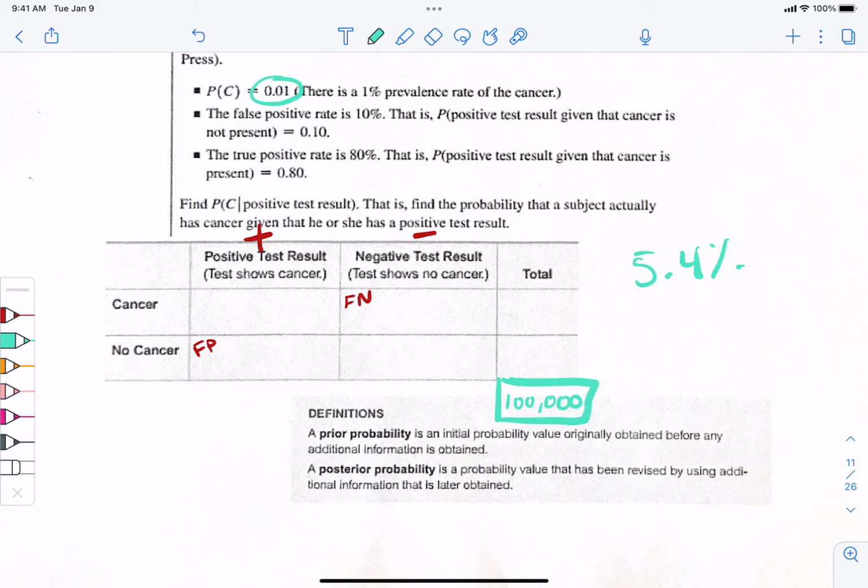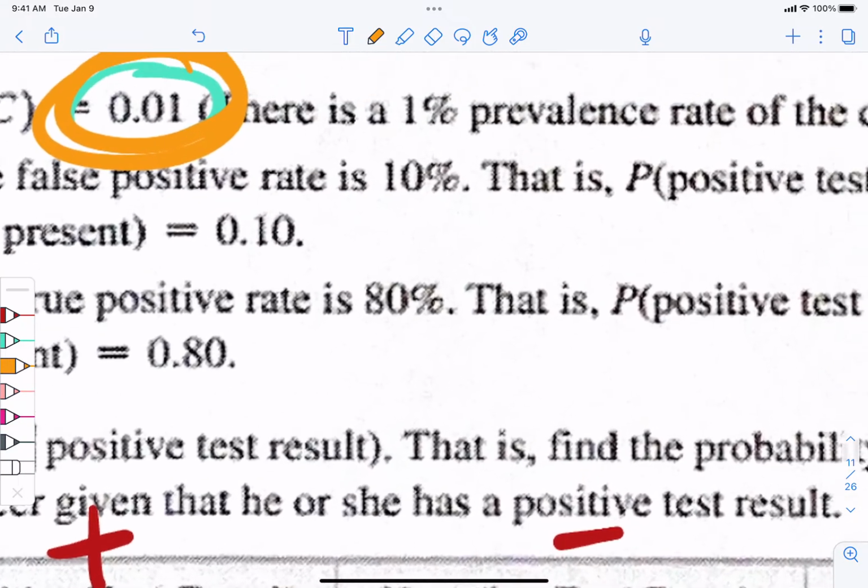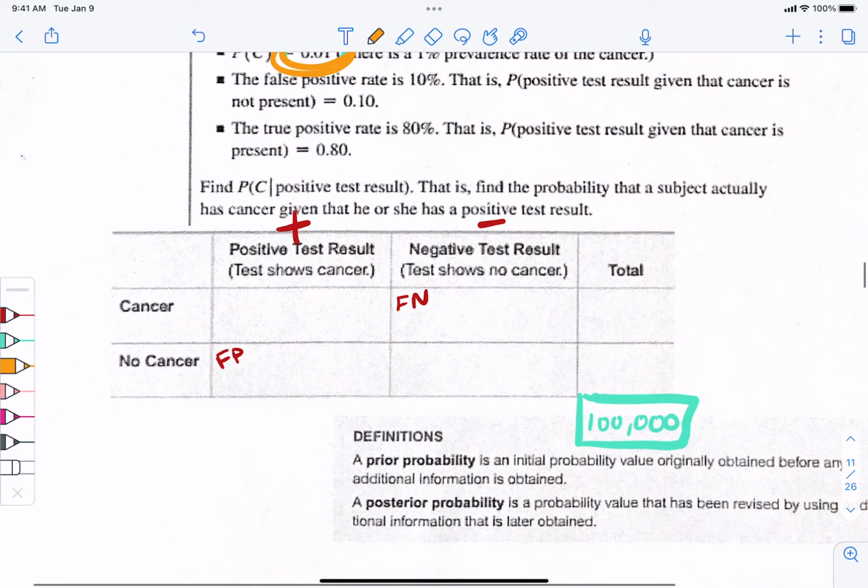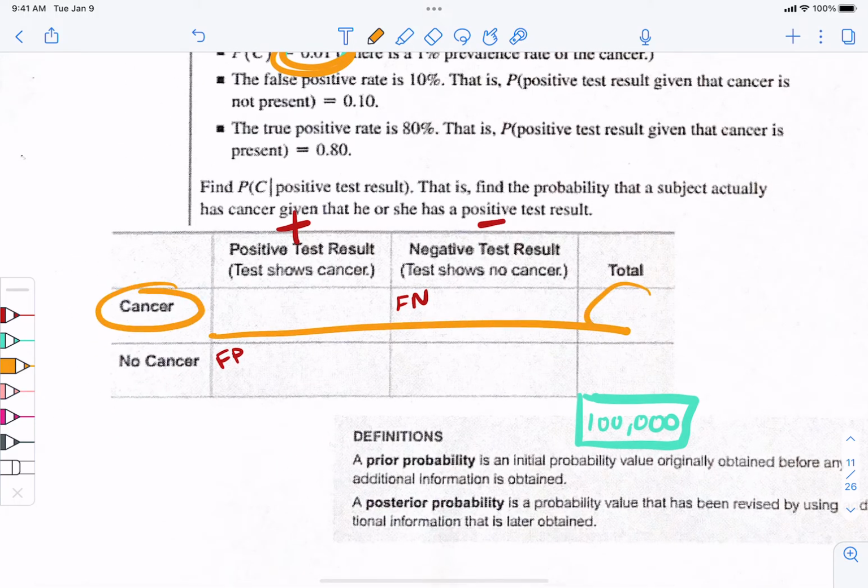That's not going to go into 100 very well because that would literally be 5.4 people. So I usually start with a really big number like 100,000. We know that the probability of getting cancer is 1%. That means my total number of cancer people is 1%. If I have 100,000 people, how many is that? 1,000. 1,000 people have cancer.